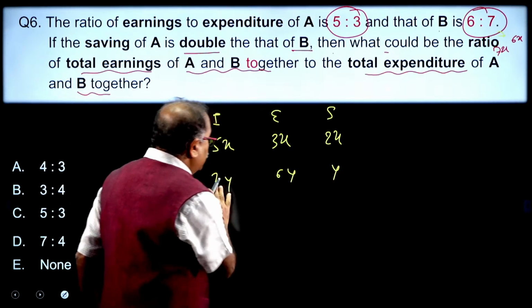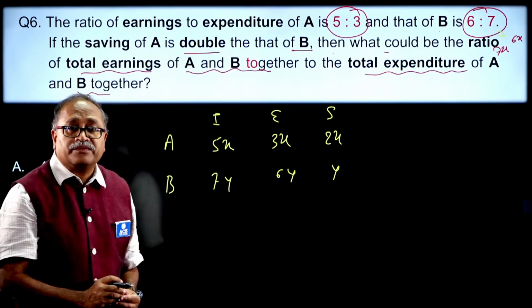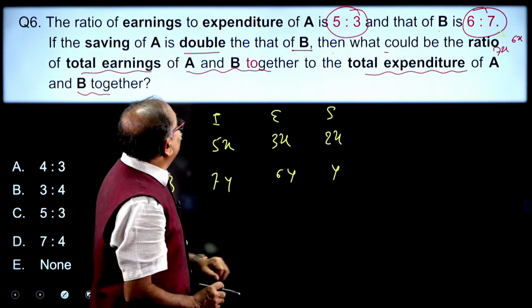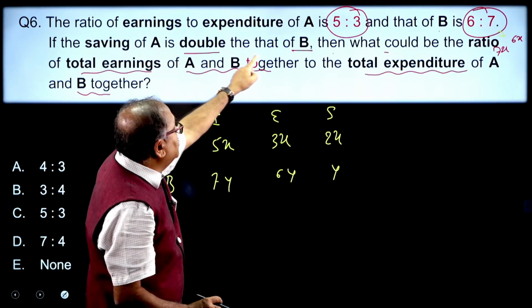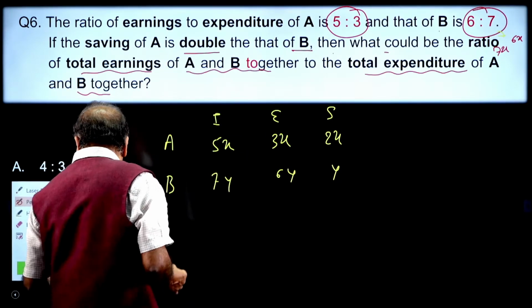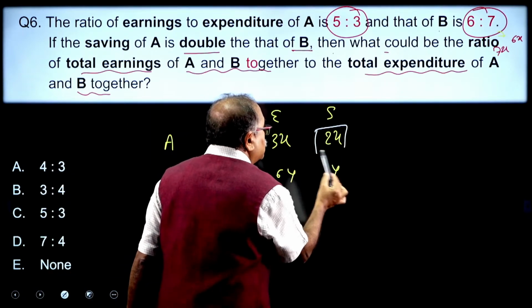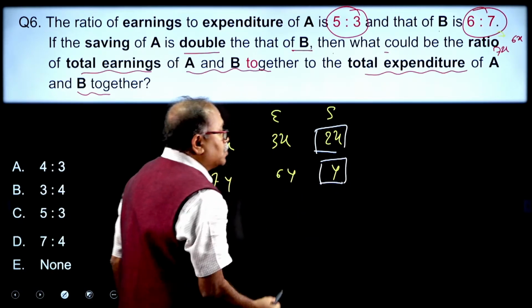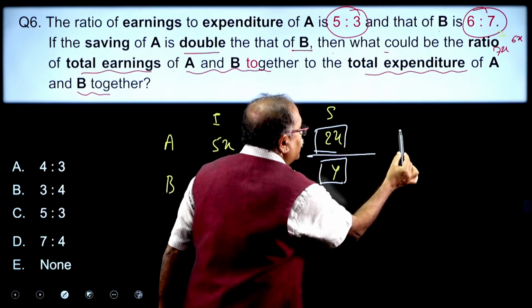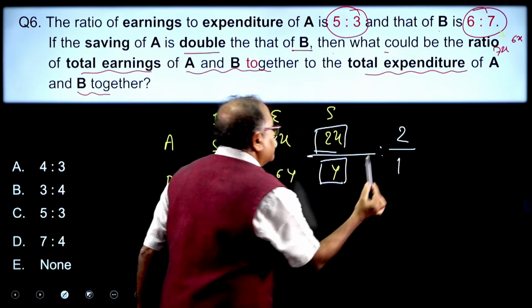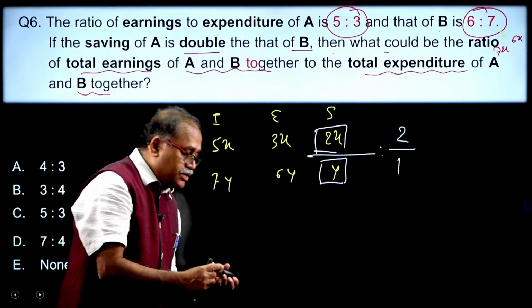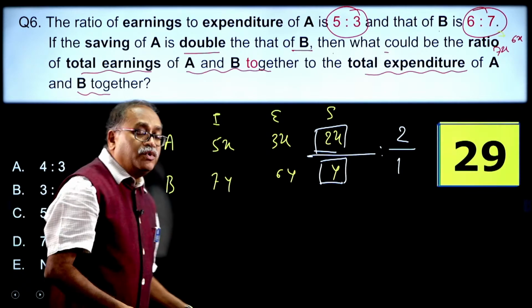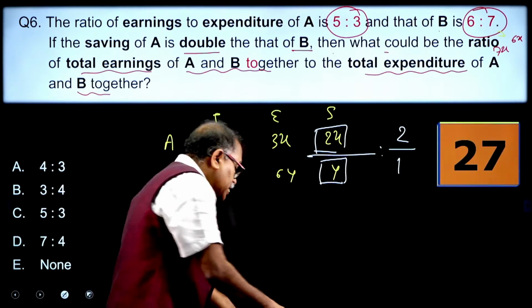So, income minus expenditure is saving, and we have the saving ratio. It is said that A's saving is double that of B. This is what A is saving and this is what B is saving. So, A by B saving is 2 by 1. Further you can get the result, my dear friend. I have almost done it. Your 30 seconds starts now.